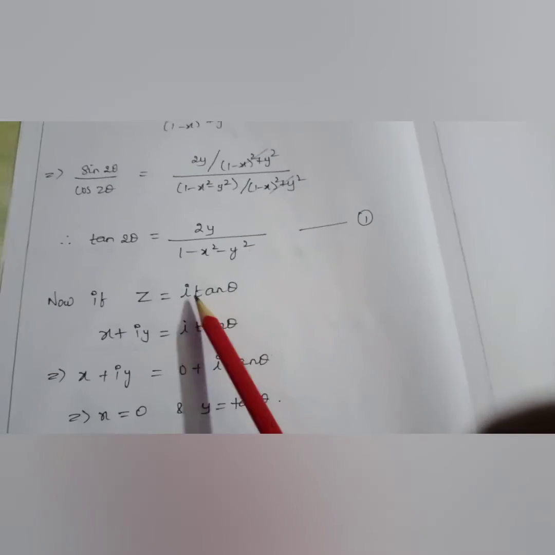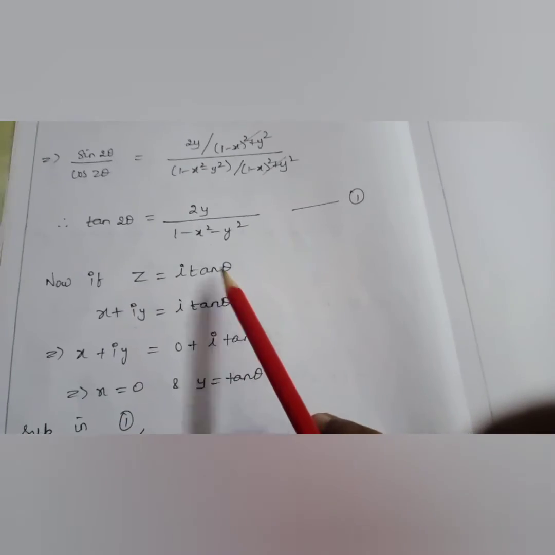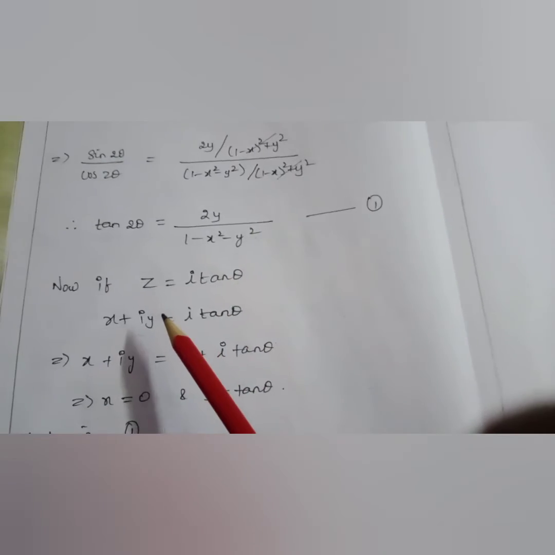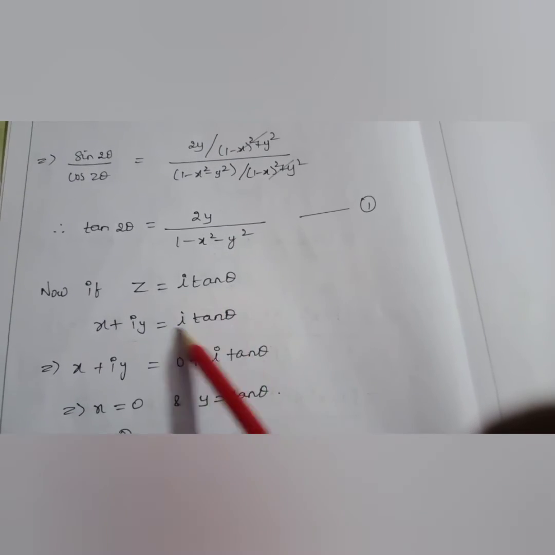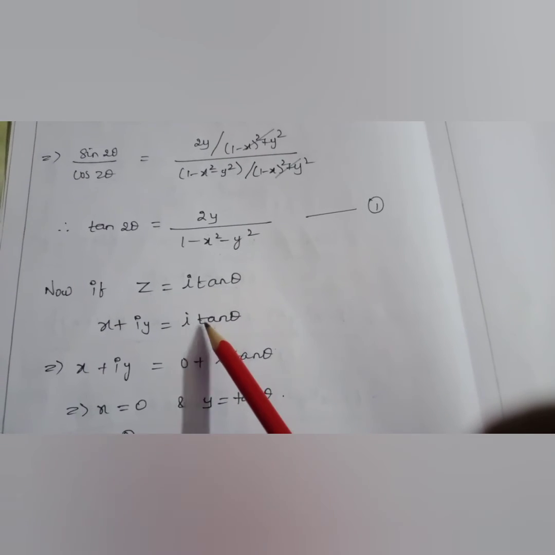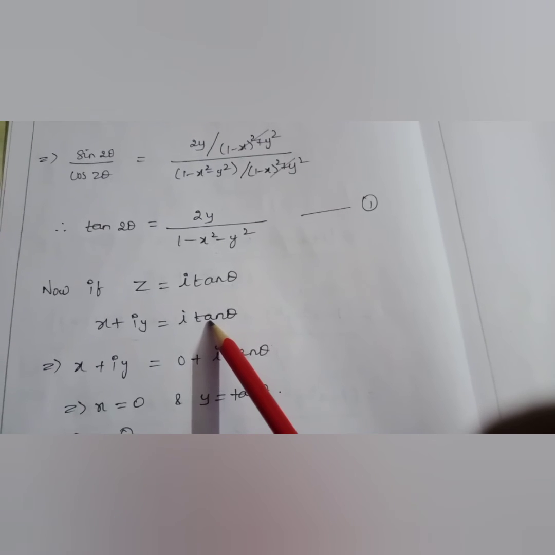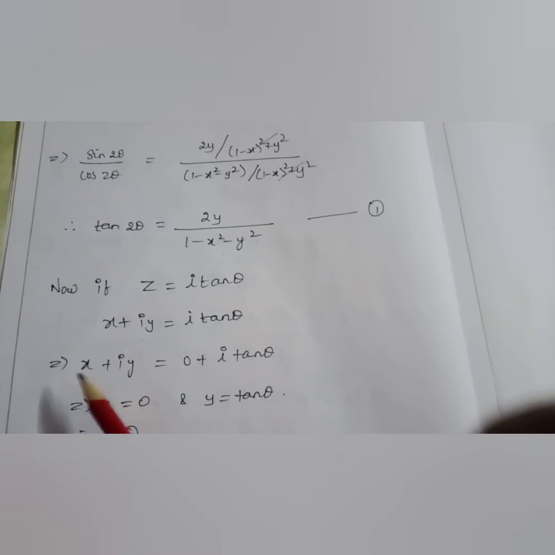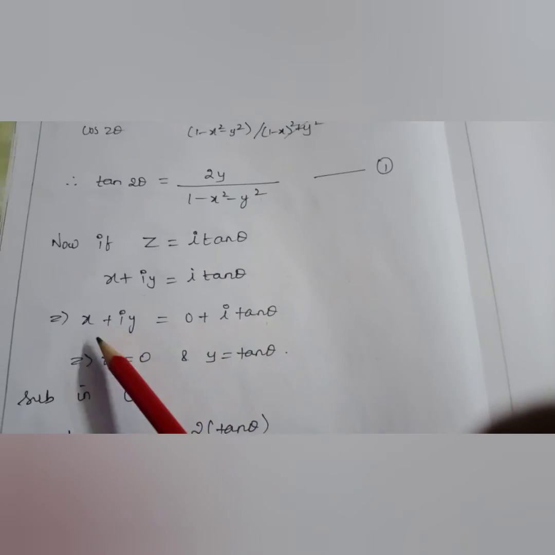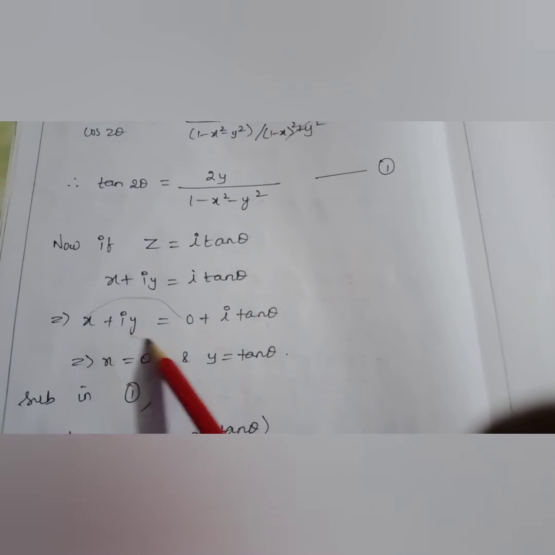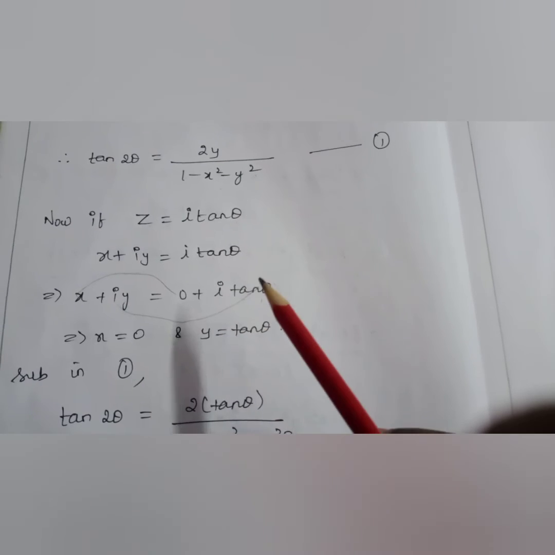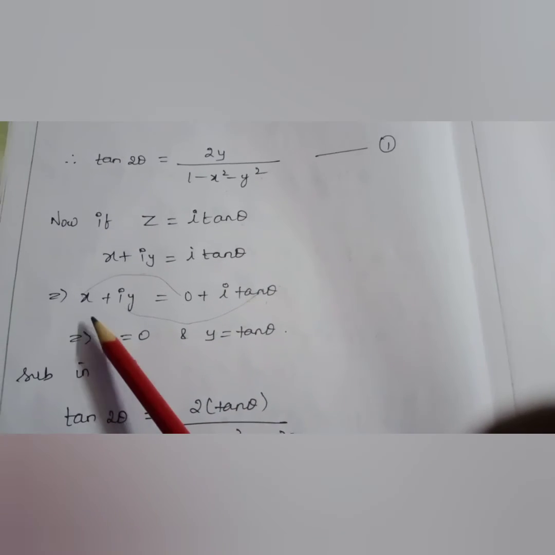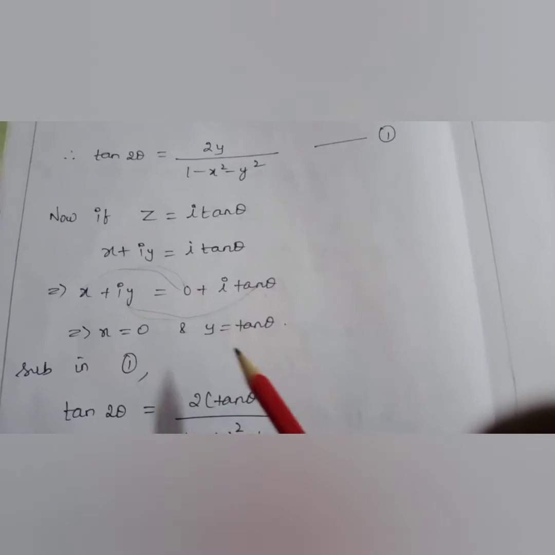Now we have to prove that z is equal to i tan theta, right? So we'll start off with that itself. We know that z takes the value x plus iy. Now transform this i tan theta, which means you have only the imaginary part, which easily makes you understand that the real part has become 0. So x plus iy is equal to 0 plus i tan theta. That is, x and 0 are the real part, and iy and i tan theta are the imaginary part. So x takes the value 0 and y takes the value tan theta.